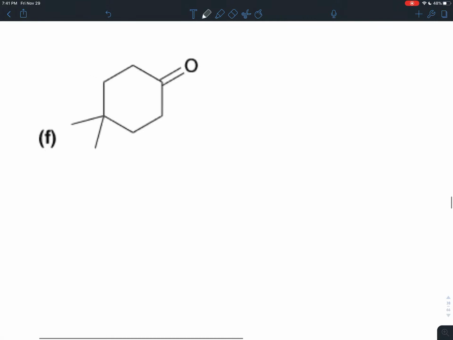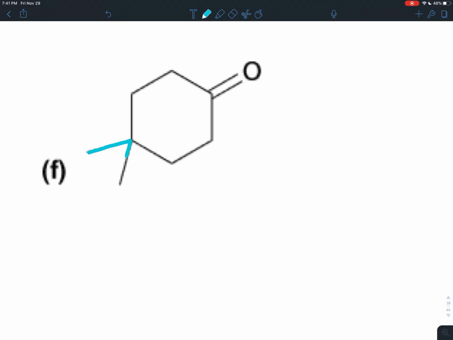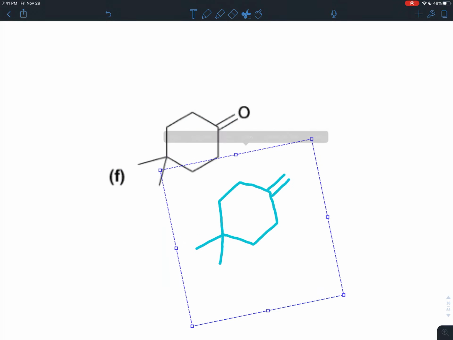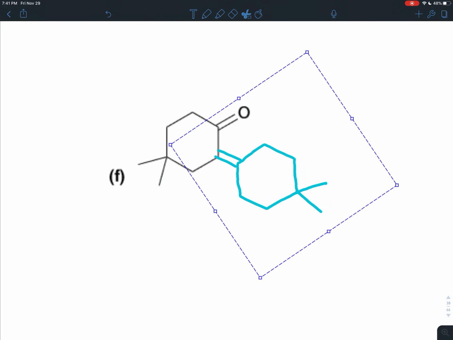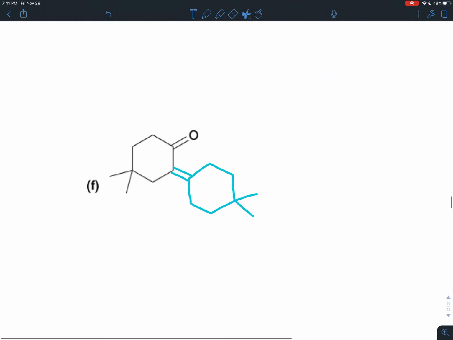Okay, let's try it with F. So this first molecule is going to react with another version of this same molecule, which is why I'm just going to trace this. In the second molecule, the oxygen will act as a leaving group, so it won't be there anymore, and it will be replaced by the nucleophilic alpha carbon. And so that alpha carbon will be there.